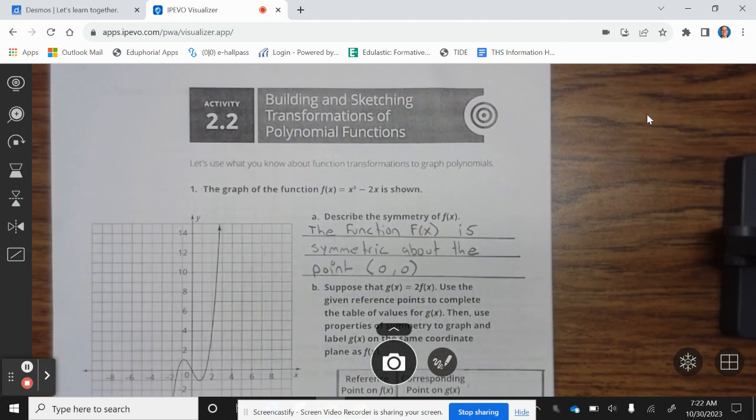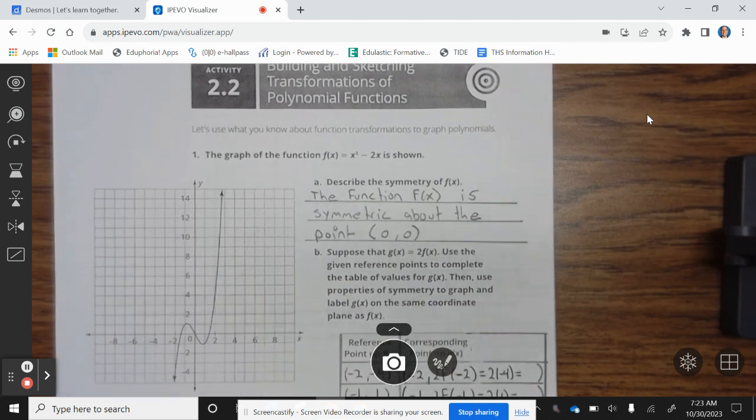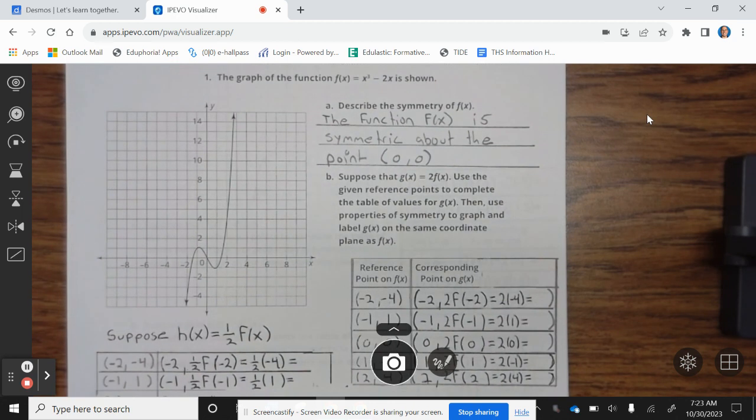Activity 2.2, building and sketching transformations of polynomial functions. Let's use what we know about function transformation to graph polynomials. Number 1, the graph of the function f of x equals x cubed minus 2x is shown. Describe the transformation of f of x. The function f of x is symmetric about the point 0, 0.